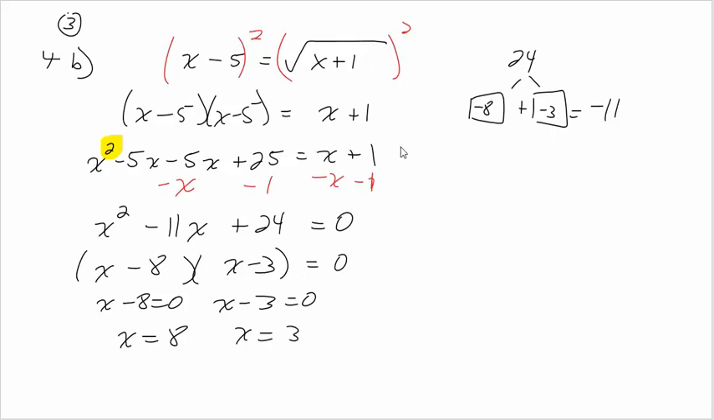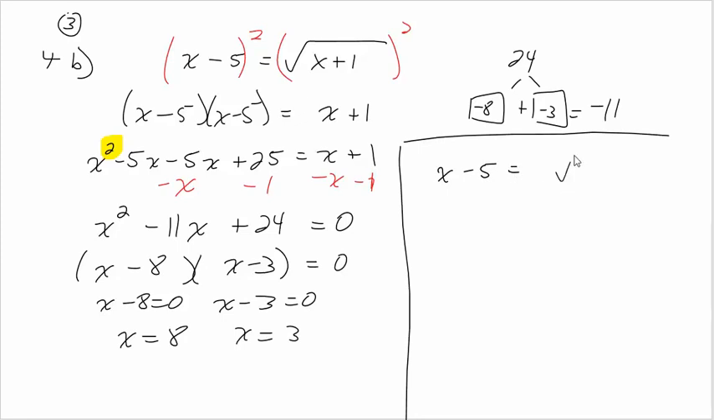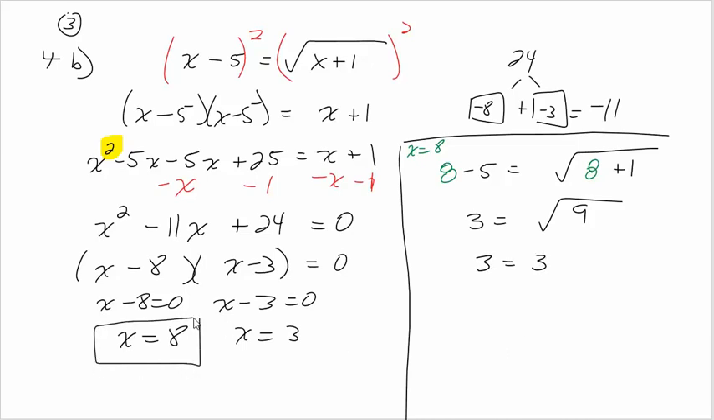Now, we do have to check our answer. So let's check. We have x minus 5 equals square root of x plus 1. So we're going to erase these x's and we're going to put in our answer. So let's first check x equals 8. So we'll put 8 in here and see what happens. So 8 minus 5 is 3, and 8 plus 1 is 9, and the square root of that is 3. So that checks out. 8's an answer.